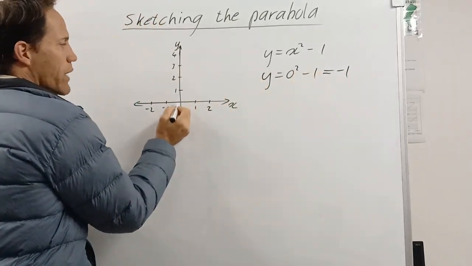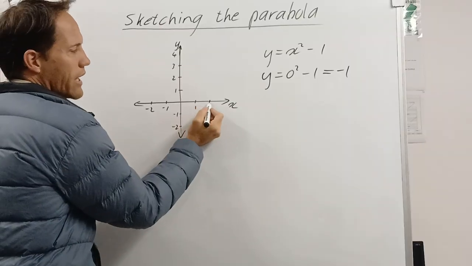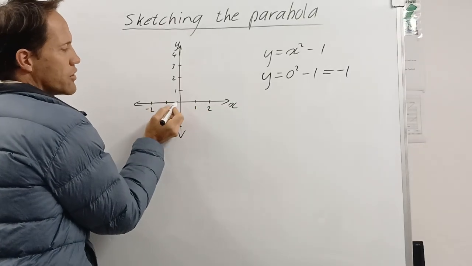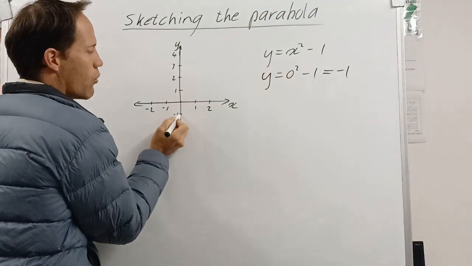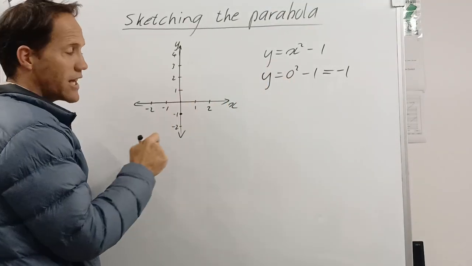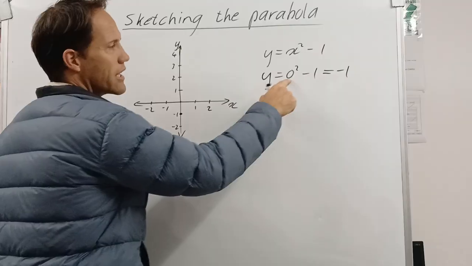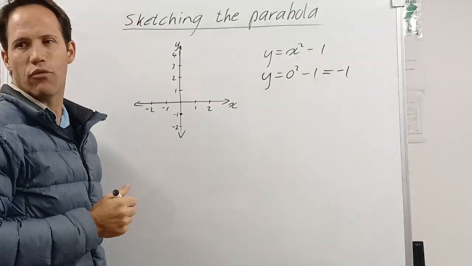So I put 0. Where's 0? There's 1, x1, x2, negative 1, negative 2. So 0 is right there. I put 0 in, I got negative 1 out. So I make a dot there. I say that's my coordinate. When x is 0, y will be negative 1.